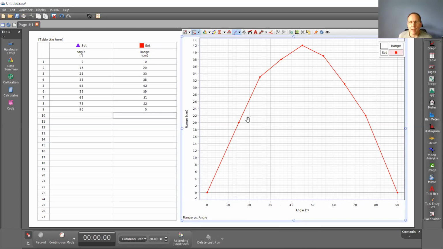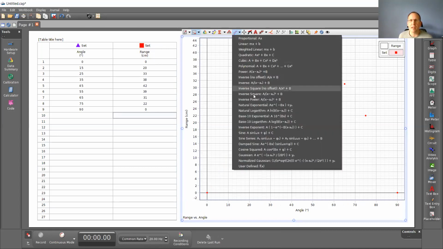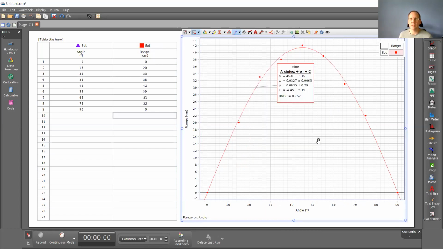Okay, get rid of the line connections. And then for a fit, it actually should be a sine wave, right? So we're going to choose the sine function here, which is the first one. Hopefully that does a good fit. Actually, that's pretty good.